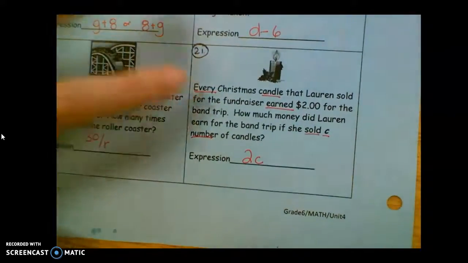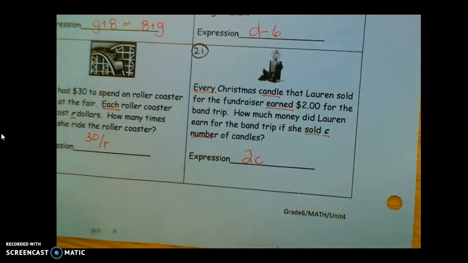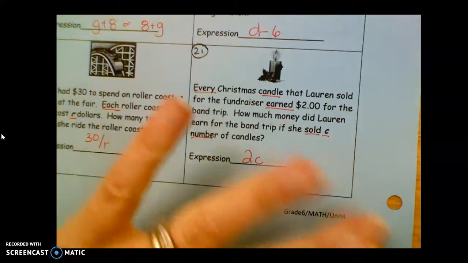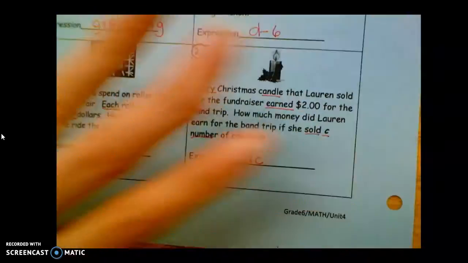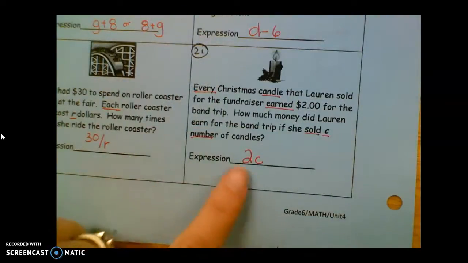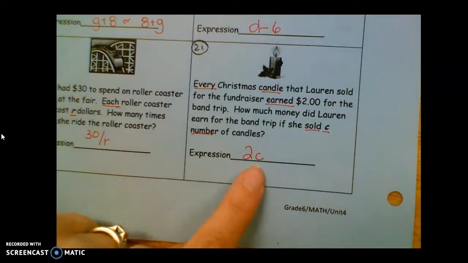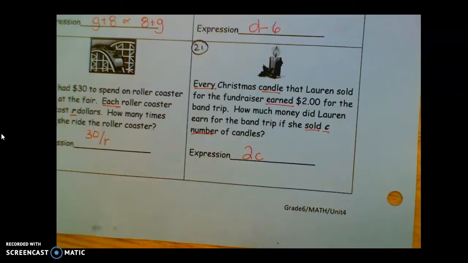Over here, every Christmas candle earned $2. How much money if she sold C number of candles? Well, it's 2 for each of them. So I'm thinking candle, candle, candle, candle, 2, 2, 2, 2. That's repeated addition, so that would be 2C. This is the best, most efficient way to write this. If you wrote it with the X symbol, it is not correct. If you use the dot, I will accept it.